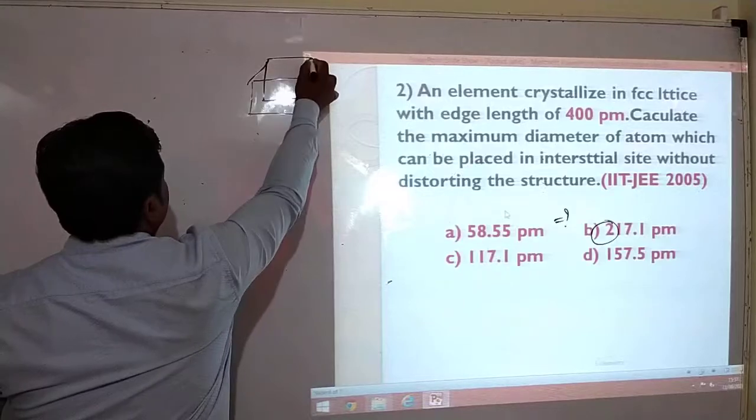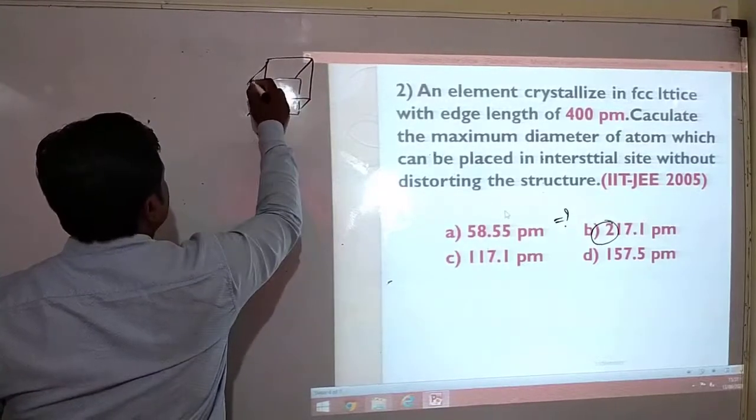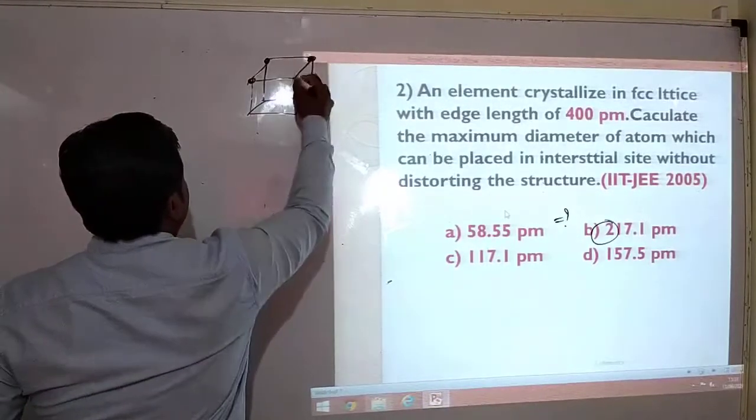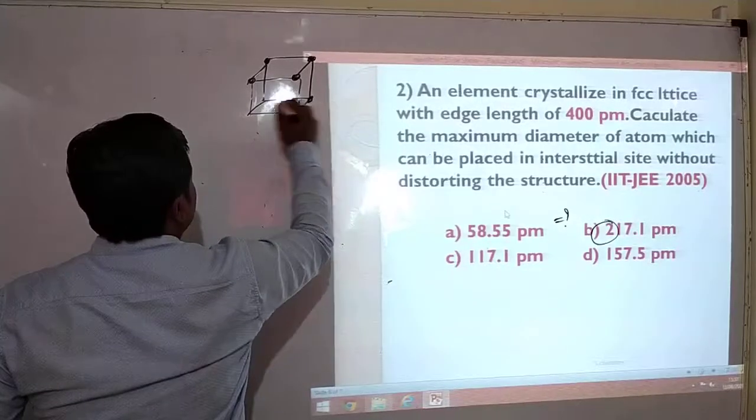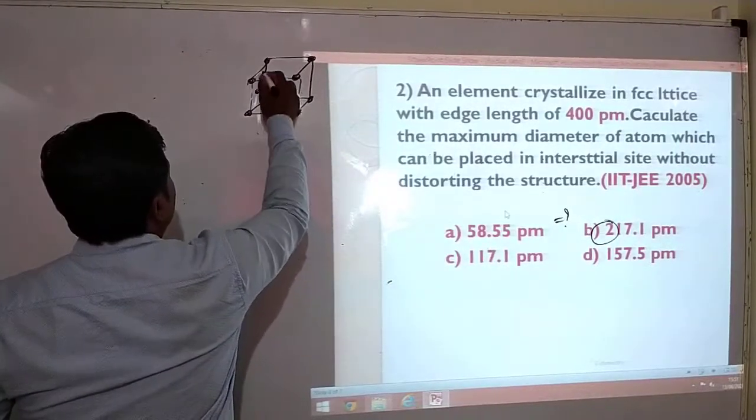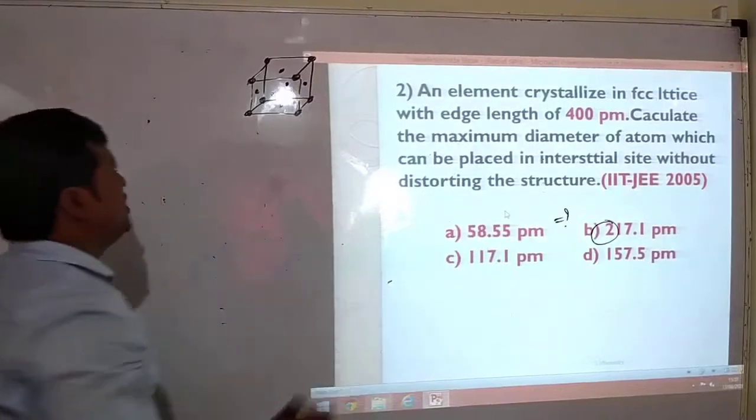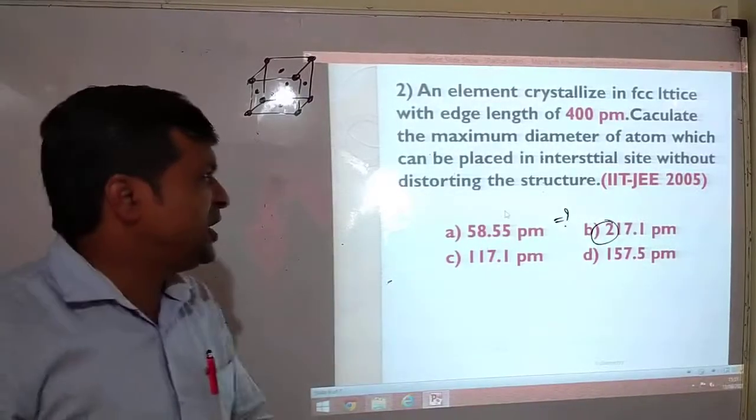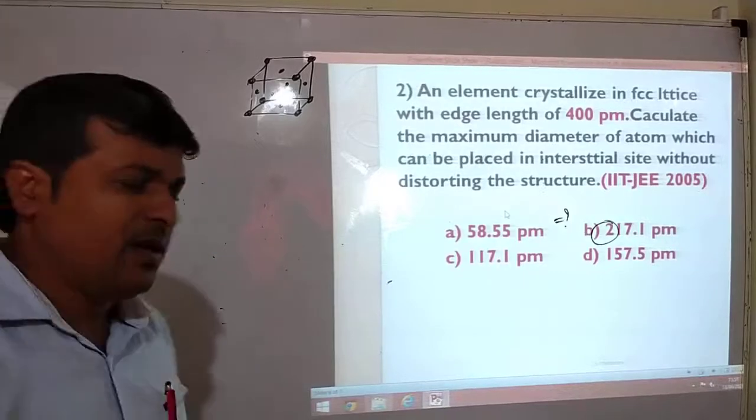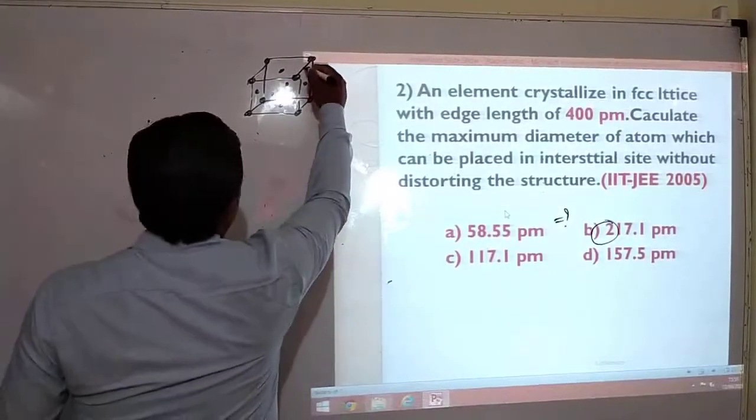FCC structure. You can draw the FCC structure. This is 8 elements at the corner and one element at the center of each face. Okay, this is the FCC of the given element. Now, edge length is what? Edge length.